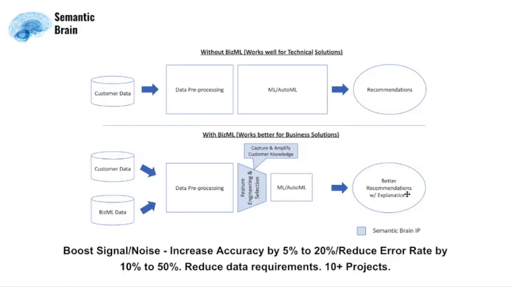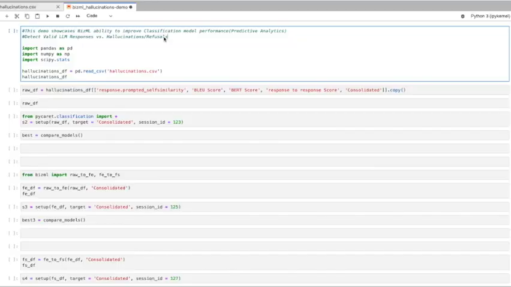In this demo, we will show how BizML can improve feature engineering and feature selection to boost signal to noise ratio, significantly increasing accuracy and reducing error rates. This portion of the video showcases BizML's ability to significantly improve predictive analytics. The specific example classifies valid LLM responses versus hallucinations.